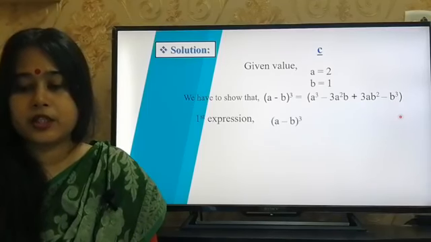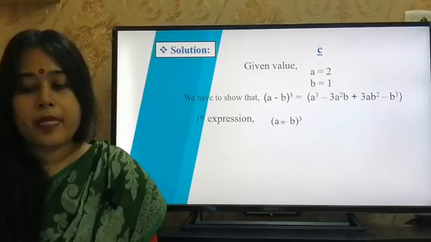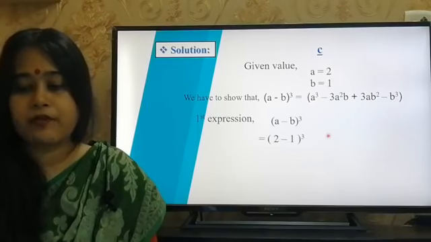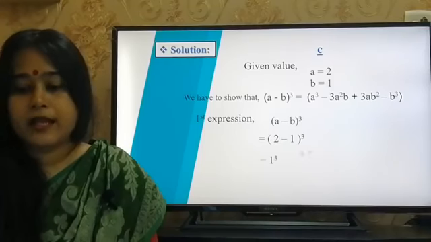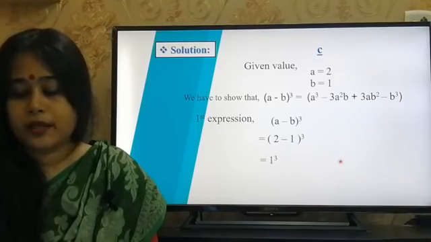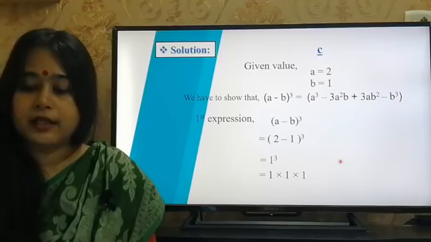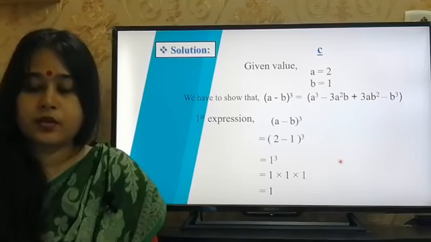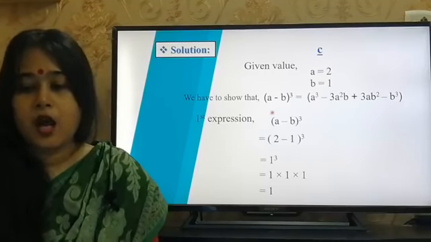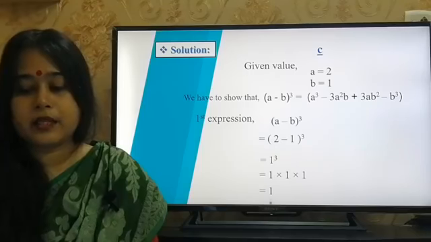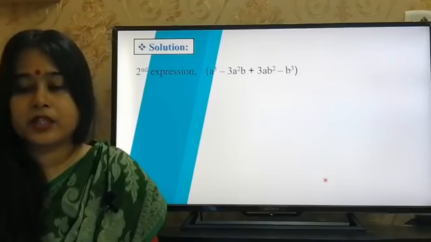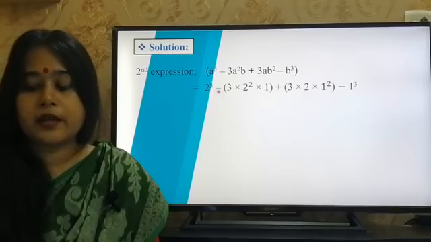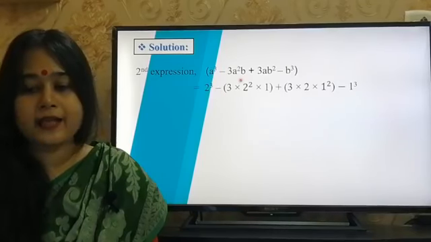So the first expression, that is a minus b whole cube. Now put the value of a and b. We get 2 minus 1 whole cube, that is 1 cube. 1 cube means 1 into 1 into 1, that is 1. Okay, so the value of the first expression is 1.